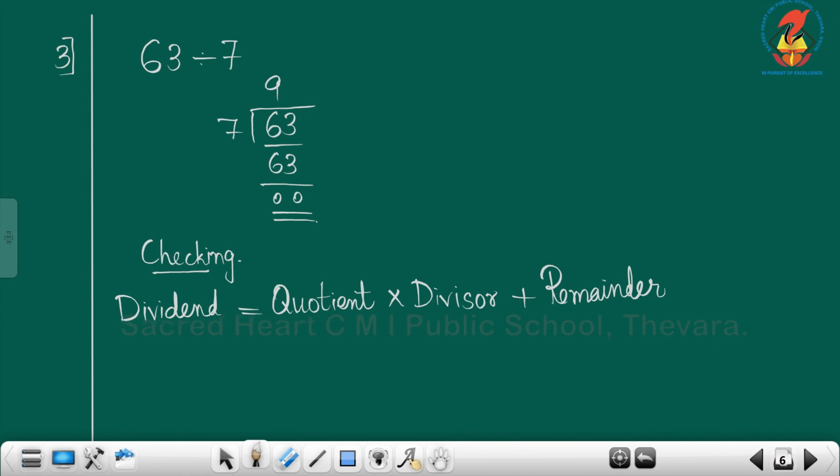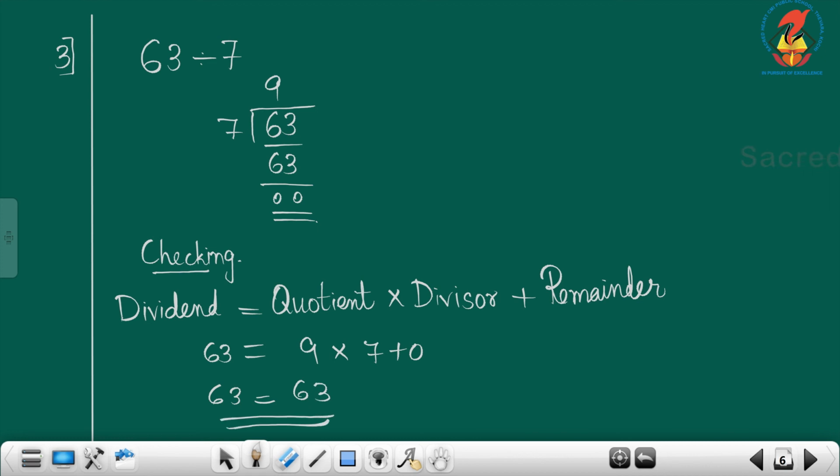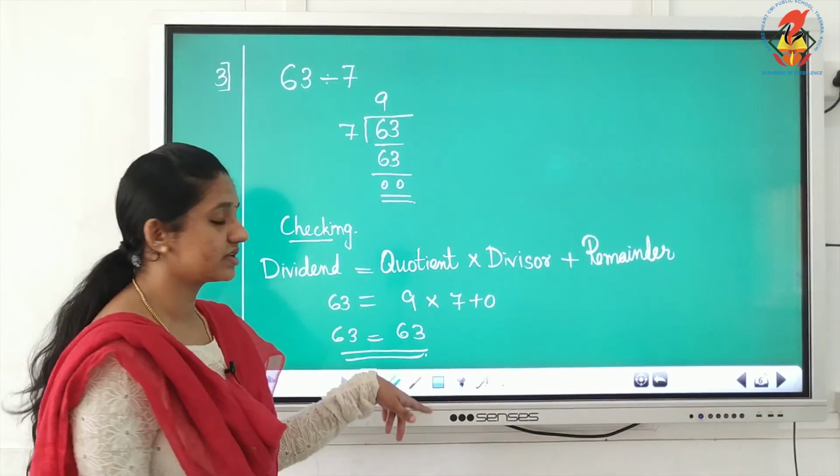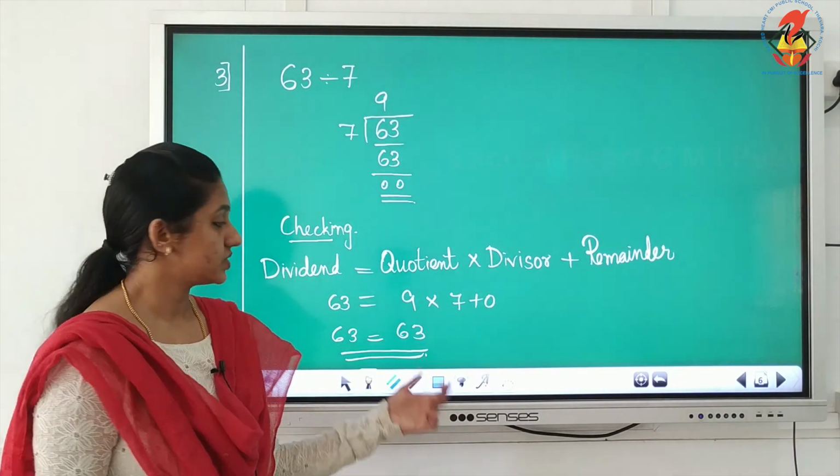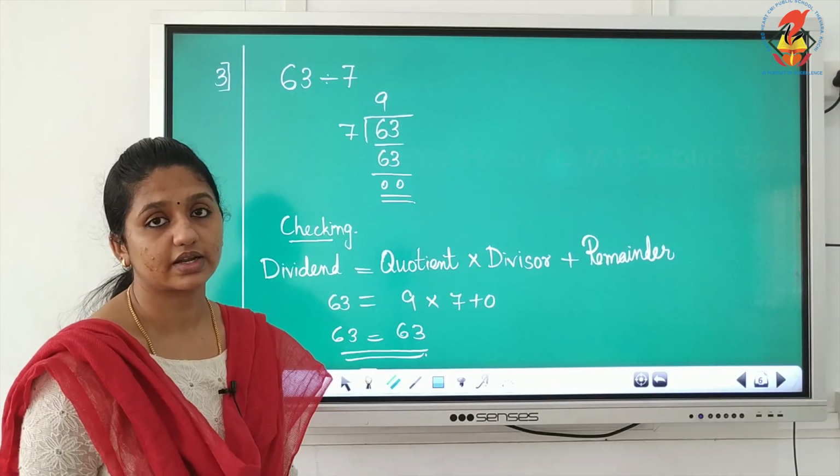Okay. So what is the quotient here? The answer in division is called quotient. So the answer is 9. 9 multiplied by divisor 7. Remainder is 0. So here dividend is 63. So 63 we can write down. So 63 is equal to 9 sevens are 63. So both the left hand side and right hand side numbers are same. So we can say our answer is correct. Clear?